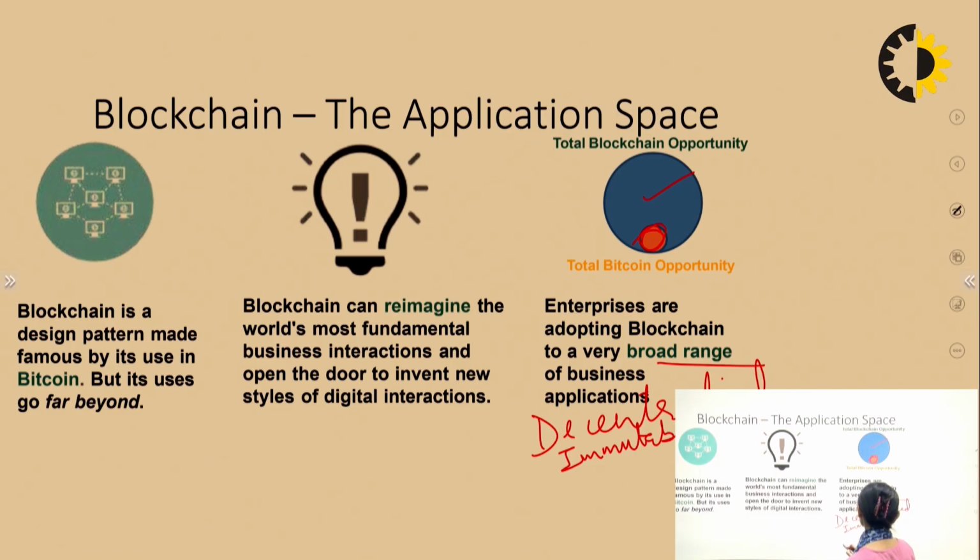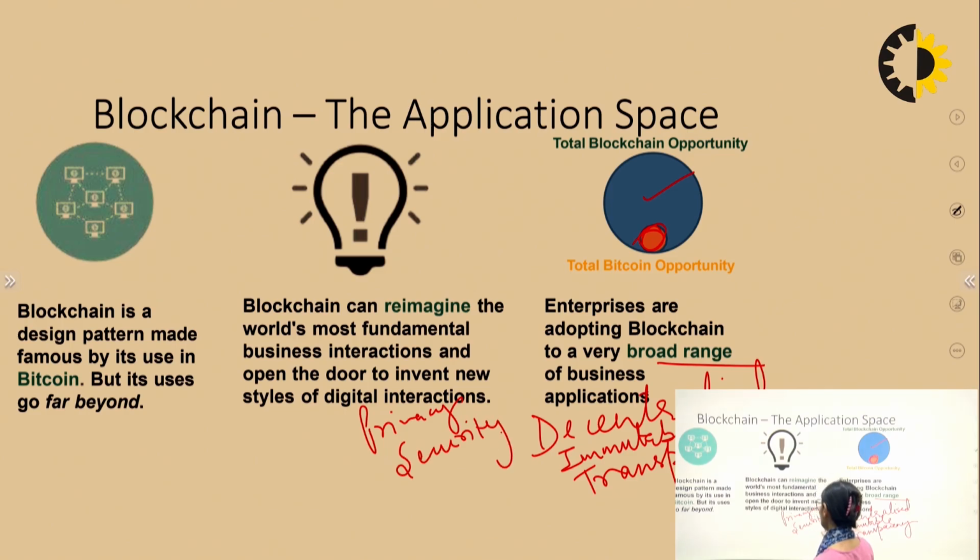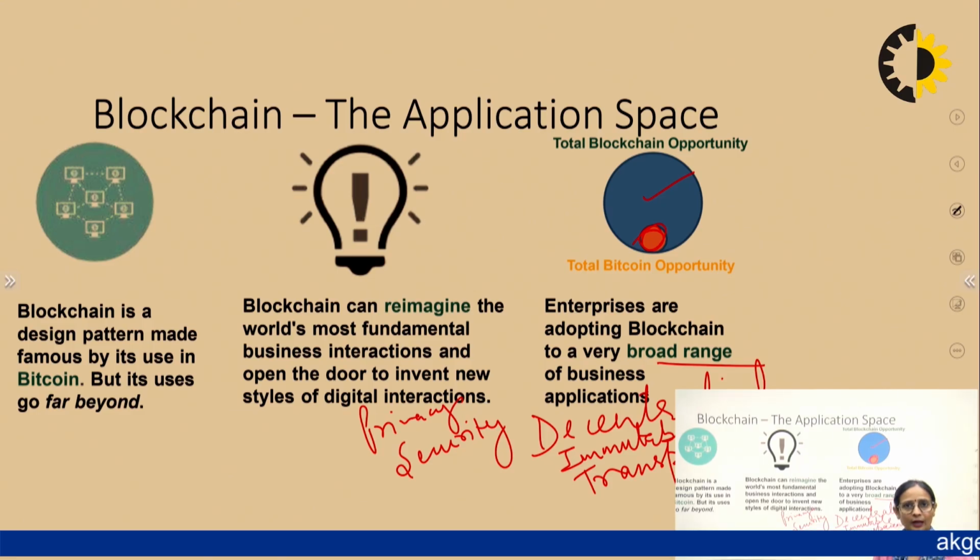Then transparency. Also privacy and security. In the algorithms which we have used in blockchain, privacy and security are an inherent part of it, because in the blockchain we use many cryptography techniques with the help of which privacy and security can be achieved.